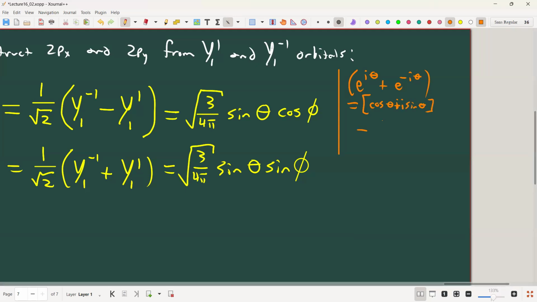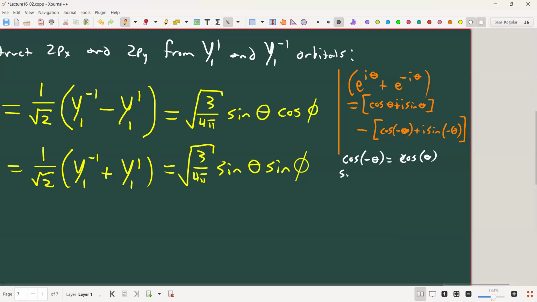So we have that minus cosine negative theta plus i sine negative theta. All right, so that difference is that. We can now use the even and odd rules of cosine and sine. Cosine of negative theta is cosine of theta, it's even. And sine of negative theta is negative sine of theta. It's odd.